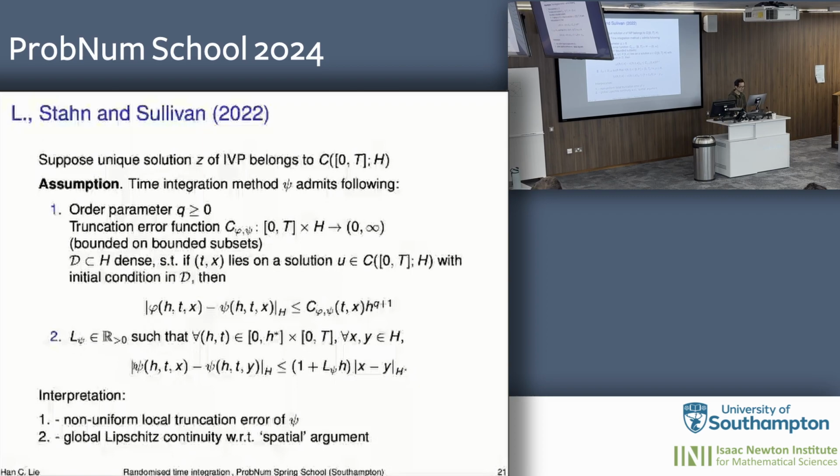So the first condition is basically a non-uniform local truncation error of my numerical method. And the second is a global Lipschitz continuity assumption, just with respect to space.